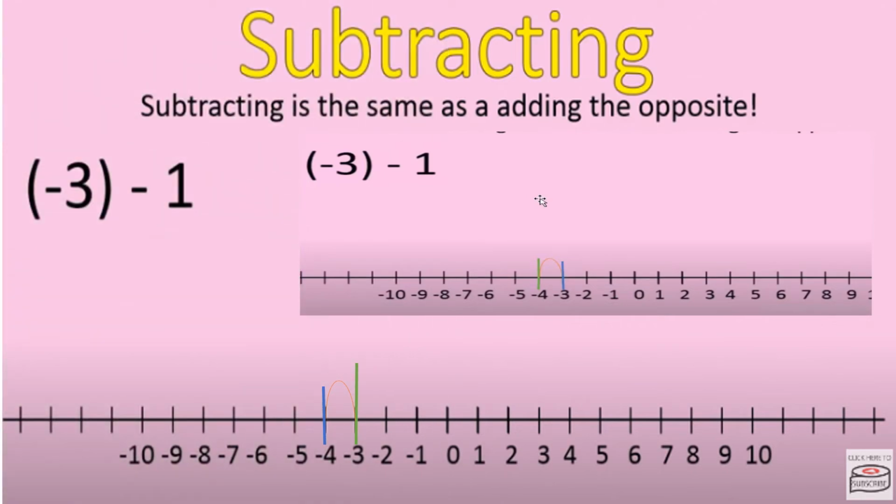Okay, let's do our second exercise of subtracting integers. We have -3 minus 1. So our position is -3. We have to move -1 spaces, to say it like that. So we're gonna move -1 spaces and your answer is gonna be -4.